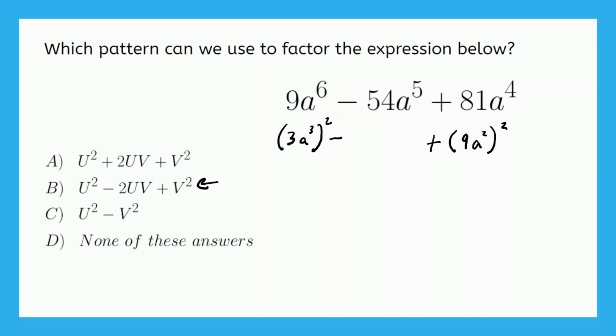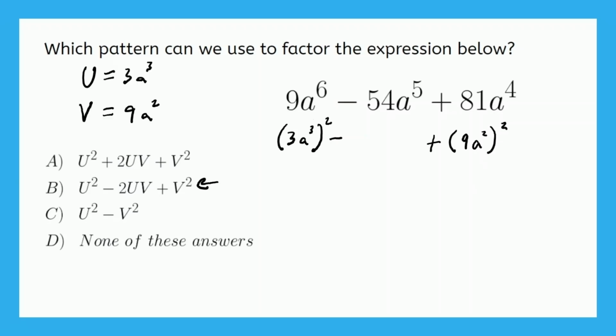So as we examine this expression, we can see that 9a to the 6th is a perfect square, and 81a to the 4th is also a perfect square, because when we take the principal square root of each of those, we will get 3a to the 3rd as the principal square root of 9a to the 6th, and 9a squared as the principal square root of 81a to the 4th. So u, in this case, is 3a cubed, and v is 9a squared.